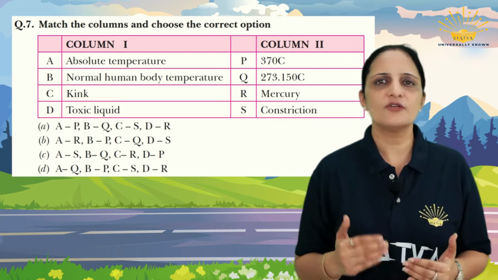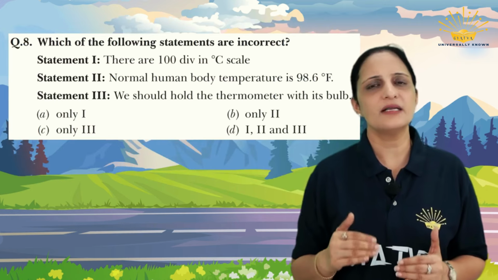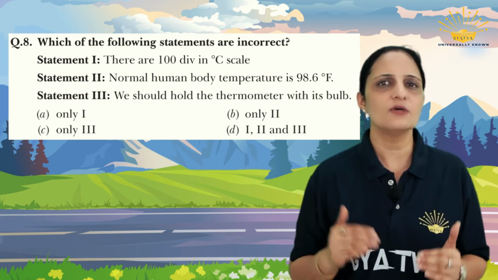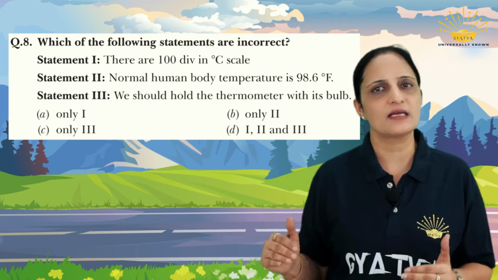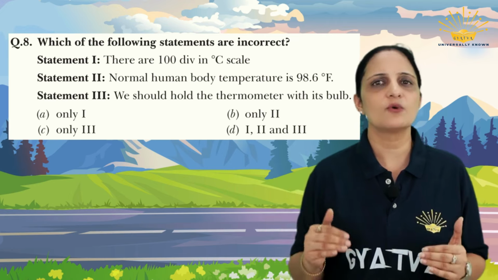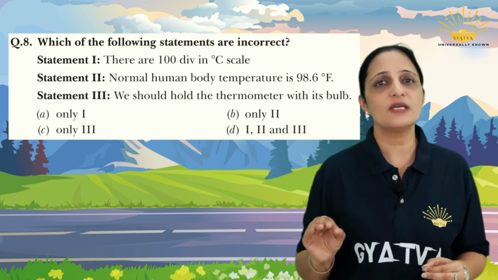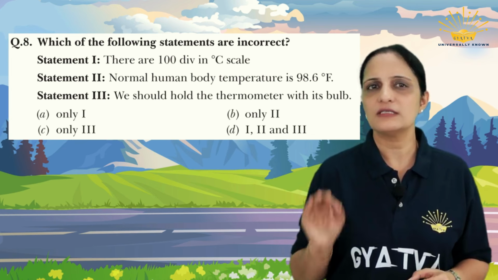Question number 8. Which of the following statements are incorrect? Statement 1. There are 100 divisions in degrees Celsius. It is correct. Statement 2. Normal human body temperature is 98 degrees Fahrenheit. It is again true. Statement 3. We should hold the thermometer with its bulb. No. So statement 3 is incorrect. So the correct option would be option C.